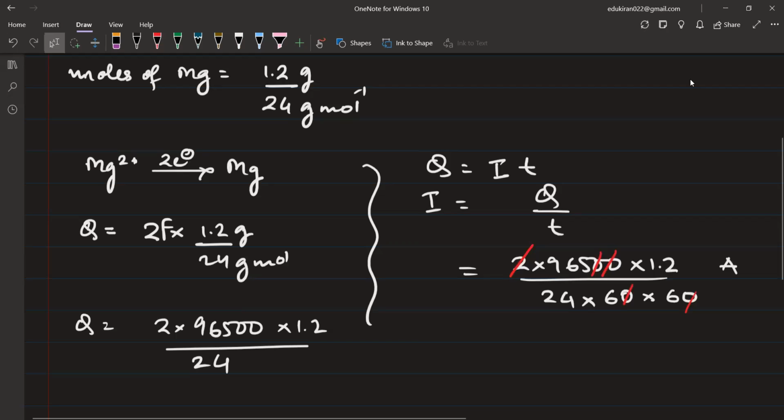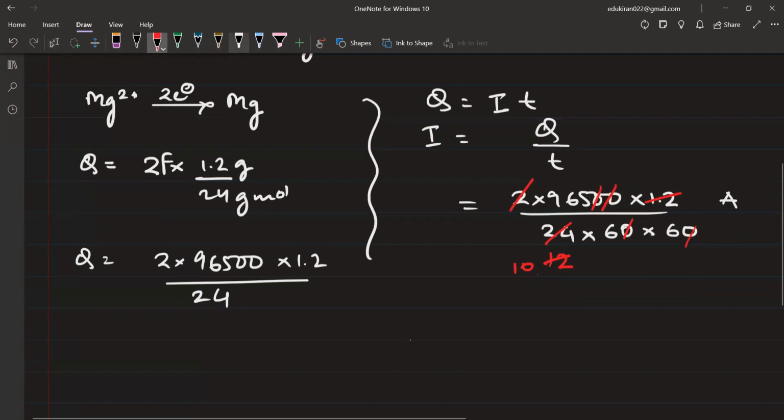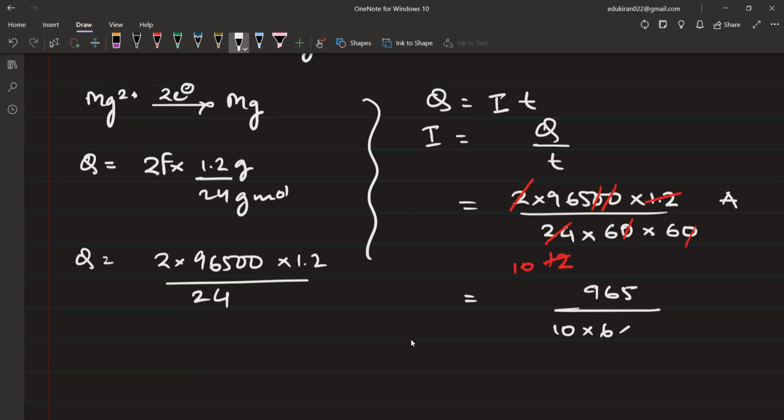Once you calculate this, this will be gone. Then this will be 12, and this will be what? 10, right? So we are going to have 965 remaining above. Here we have 10 into 6 into 6 ampere.